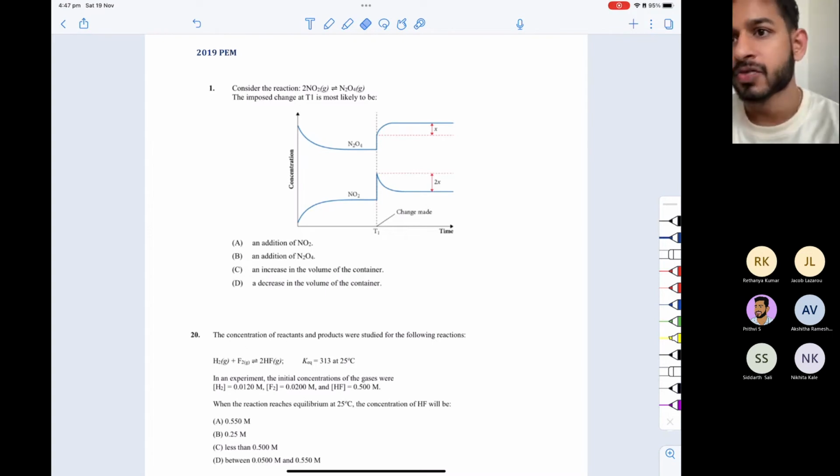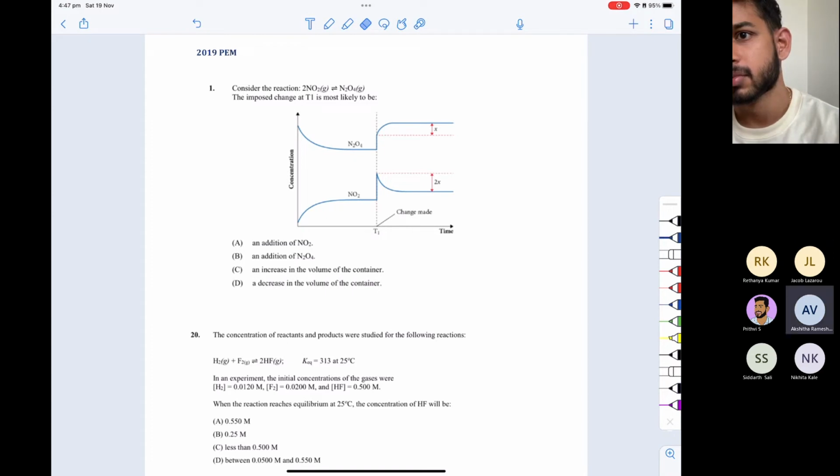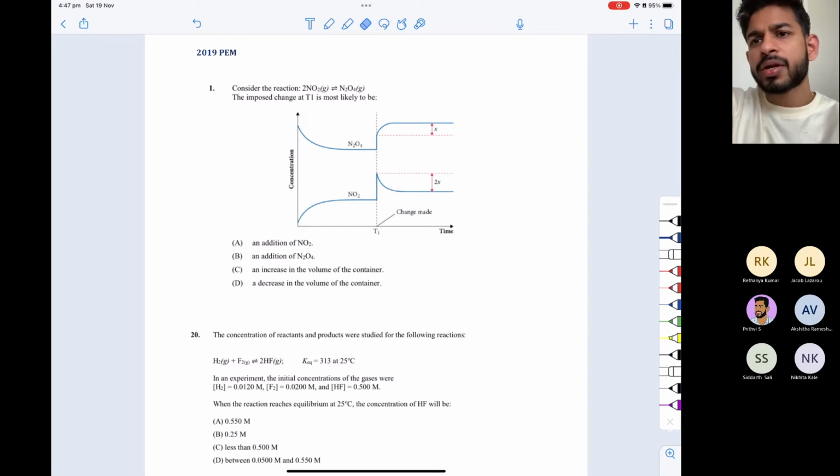Okay, what's our answer for question 1? Let's go with Akshita. Akshita, what was your answer for 1? Was it D? Why do you say D? Well, I thought it was A or D. D. Why do you think it was A?